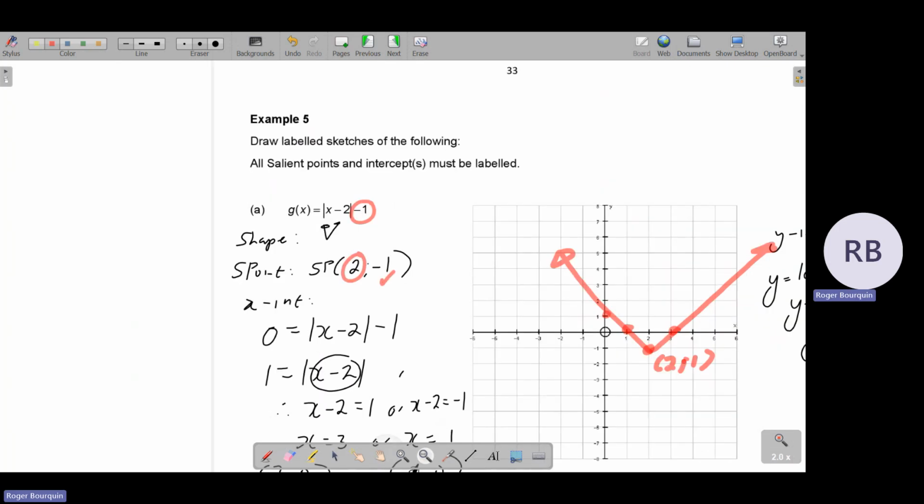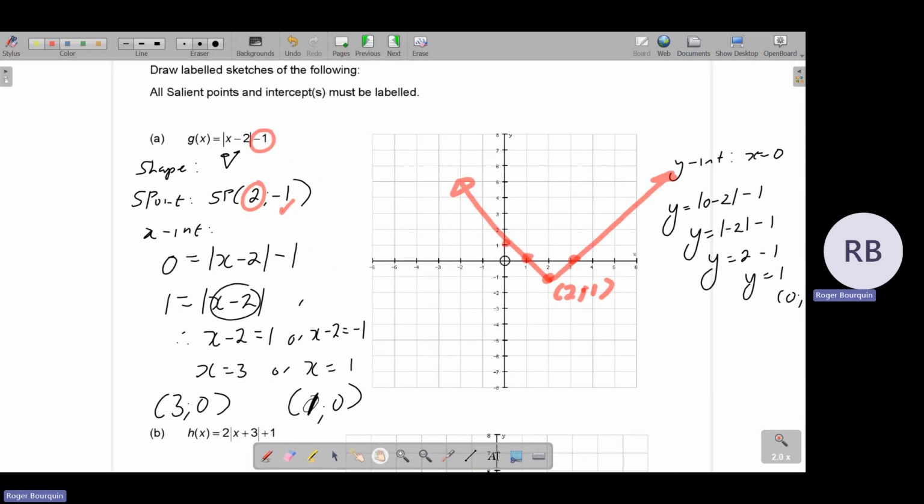Then once you've got your salient point and your shape, you can see you're going to have x-intercepts. If you're not going to have x-intercepts, and you forget to check, what will happen? You'll end up with an absolute value equal to a negative number, which means no x-intercept. So you can see this is going to have x-intercepts, so we go find. Remember, if absolute value of something is equal to 1, that something could either be 1 or it could be negative 1, because the absolute value of negative 1 is also 1. So we solve separately and we get 3 and 1.